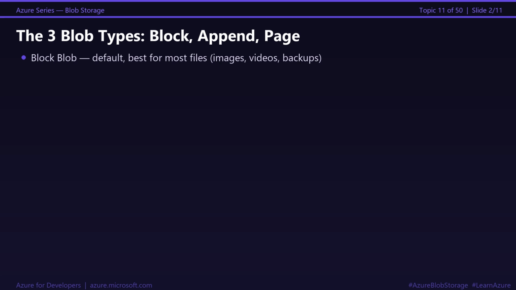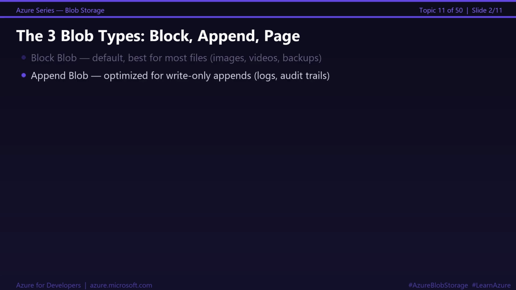Block blobs are the default and what you should use for almost everything. They are optimized for uploading large amounts of data efficiently using block-based parallel uploads. A block blob is uploaded in blocks, chunks of up to 4,000 megabytes each, which Azure then commits into a final blob. This makes parallel upload of large files extremely fast. Video files, backup archives, images, any general-purpose file, block blob.